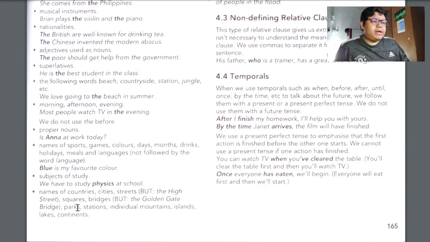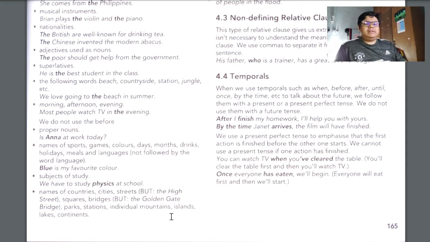Okay, contohnya kat sini squares, bridges pun tak boleh letak the, kecuali kalau kita refer kepada bridges yang betul-betul kita tahu ada satu sahaja. Contohnya Penang Bridge. Okay, we can use the Penang Bridge. The Penang Bridge was built, okay, sebab kita tahu yang tu hanya ada satu sahaja.